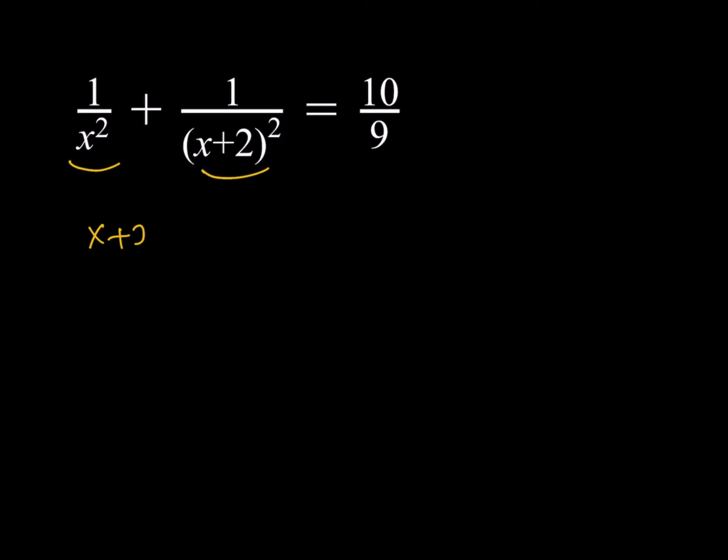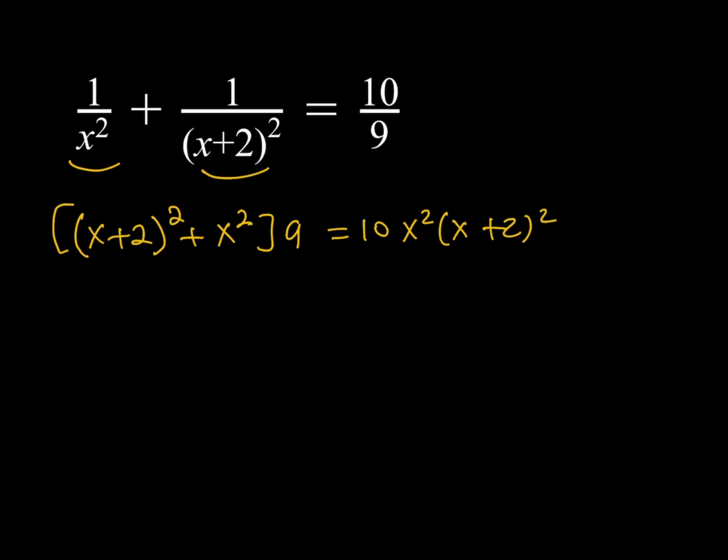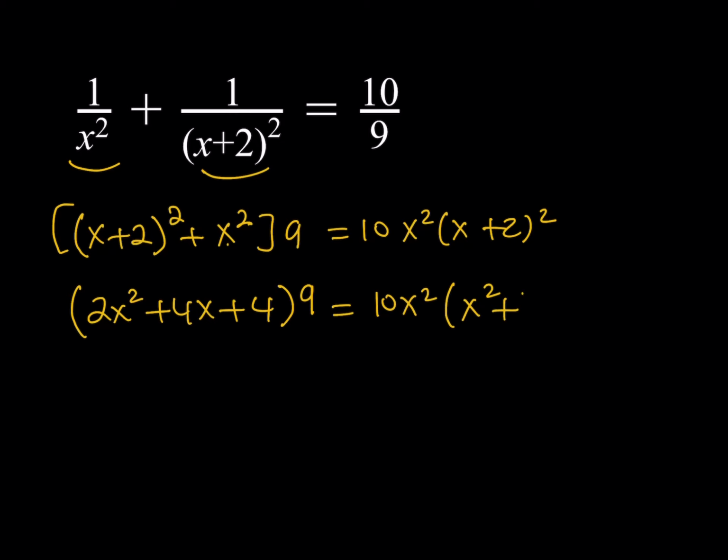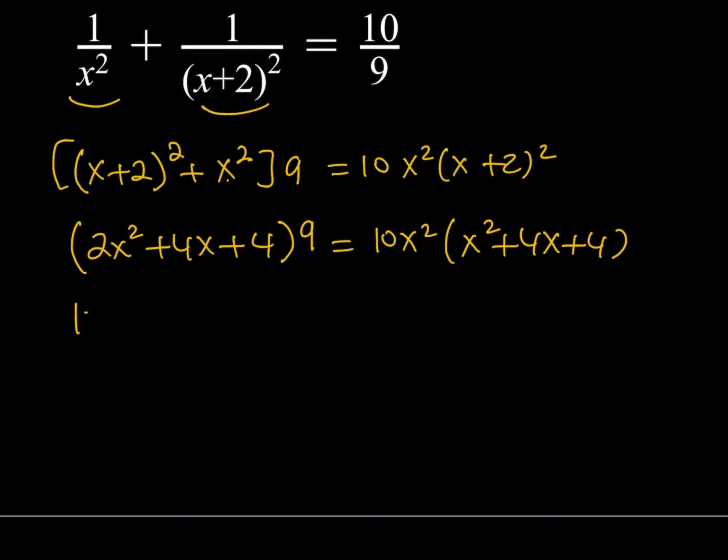So if you make a common denominator, this should look like x plus 2 quantity squared plus x squared, multiplied by 9 when I do the cross multiplication, and then 10 multiplied by the product of these two things. Okay? Let's go ahead and expand this. x squared plus x squared is going to give me 2x squared. Then I should be getting 4x plus 4. Then I'll multiply that by 9. And then this is going to look like 10x squared multiplied by x squared plus 4x plus 4. Okay. If we distribute, we're going to get 18x squared plus 36x plus 36.